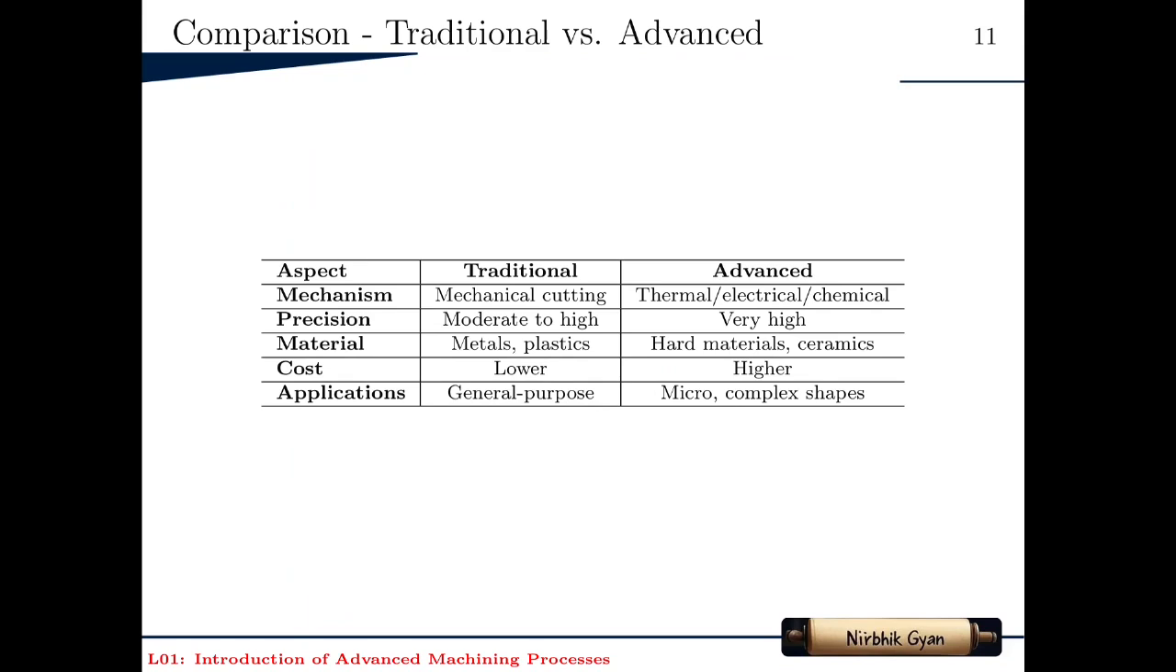Precision is moderate to high in traditional machining, and in advanced machining processes very high precision can be achieved. Advanced machining processes can handle difficult-to-cut or hard materials, such as superalloys. Cost-wise, traditional machining processes are cheaper as compared to advanced machining processes. In application, traditional machining processes are the most widely used and general purpose, and advanced machining processes are used only where macro or complex shapes are required.